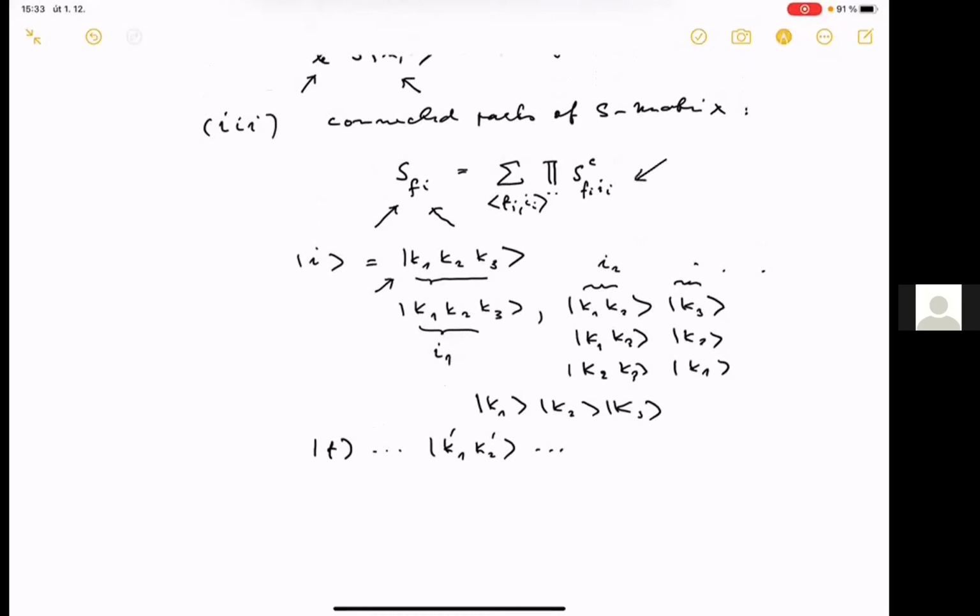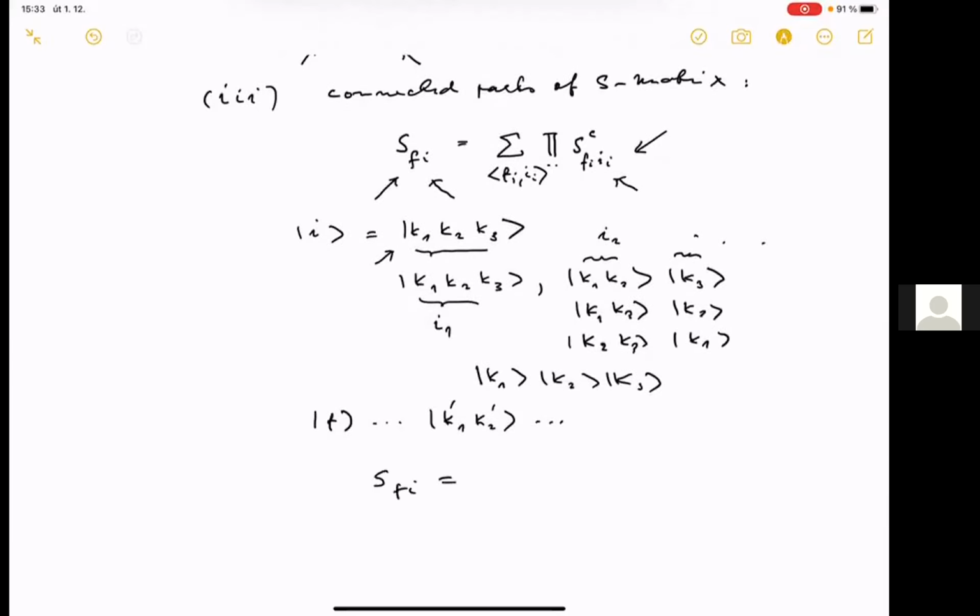Let us take a look at this formula. In fact, this formula can be taken as a recursive definition of these connected parts of the S-matrix, in the sense that, provided all the connected parts of the S-matrix with a smaller number of particles in initial and final states are already defined, then this S_FI is just the connected part which corresponds to the simple cluster where all the particles in the initial state are in one cluster and all particles in the final state are in one cluster, plus something which corresponds to this sum over the remaining decompositions of initial state and final state into clusters, but with a smaller number of particles in each cluster.